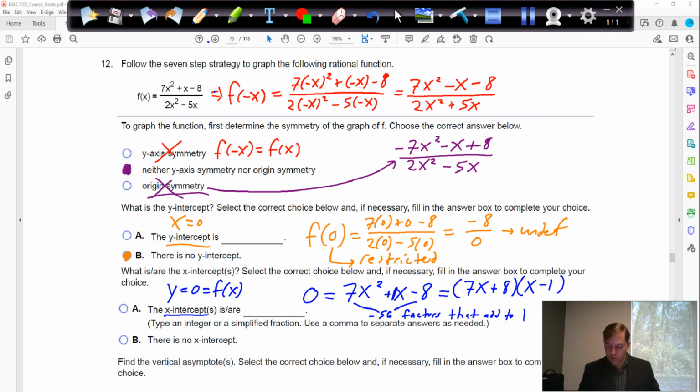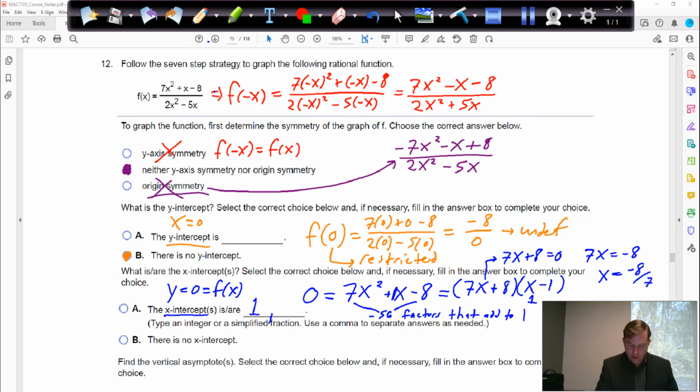Okay, now when are these 0? This is a little trickier. So this is 0 when x is positive 1. So we have an x-intercept at positive 1. This one's a little harder to see, so let's solve this one. Set 7x plus 8 equal to 0. Subtract 8 from both sides. 7x equals minus 8. Divide both sides by 7. X equals minus 8 over 7, which is just a little bit lower than negative 1. So negative 8 over 7. Those are the two x-intercepts.